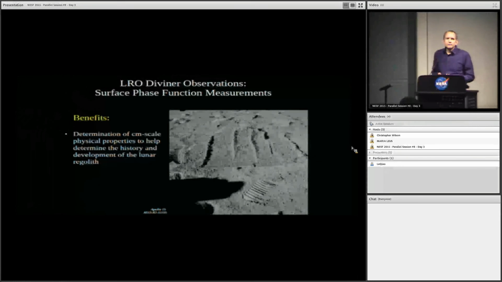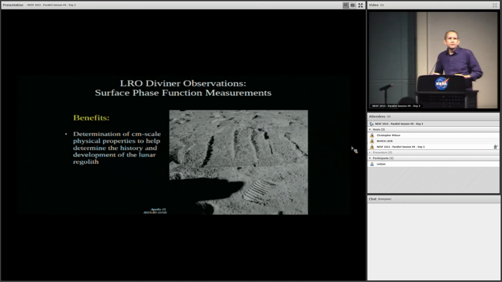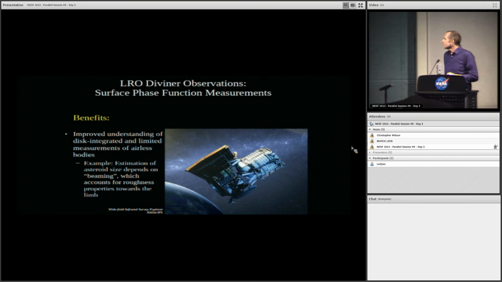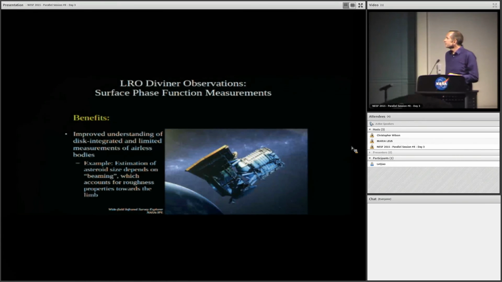So there's a number of benefits to this. The first one, perhaps the most direct one, is that, yes, we're going to get surface roughness at millimeter to centimeter scale. So we're going to basically better understand the centimeter scale surface physical properties of the lunar surface. And that'll tell us a lot about the history and the development of the lunar regolith, if we can see these variations, map them, and tie them back to the process that formed them.